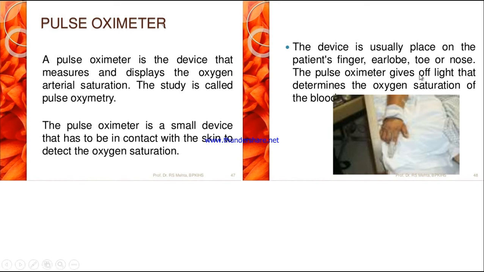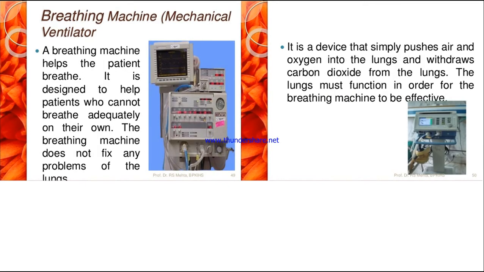The pulse oximeter gives off light that determines the oxygen saturation of the blood. So when we put on the pulse oximeter, there will be a red light flickering, which will try to detect the oxygen saturation of the patient's blood.